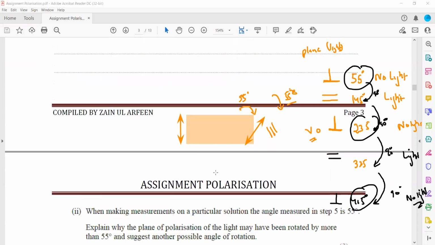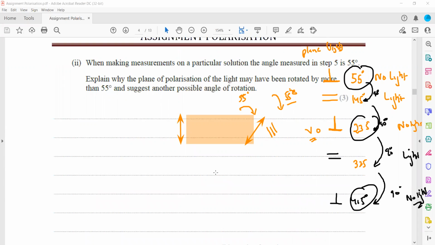So when we write the answer here, as they're asking, why the plane of polarization of the light may have rotated by more than 55, and suggest another possible angle of rotation. What might be a reason? The rotation depends on the concentration of the solution; a high concentration solution rotates the light more. And if the light is rotated by 180, the plane of polarization will remain the same again, and the value can be 235 or 415.